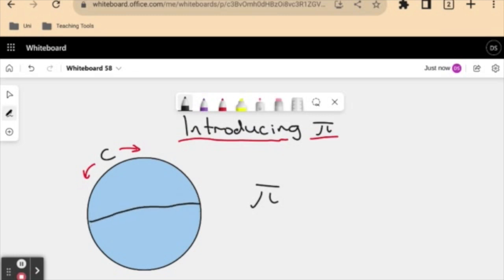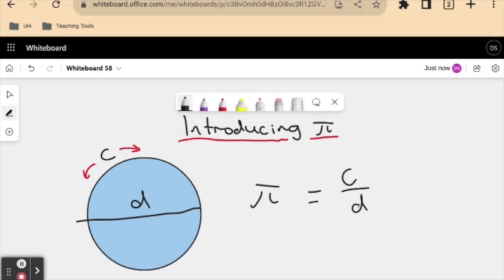Sorry, I've drawn that a bit badly. Let's try that again. Good enough. Now, this is basically a ratio between our circumference and our diameter.